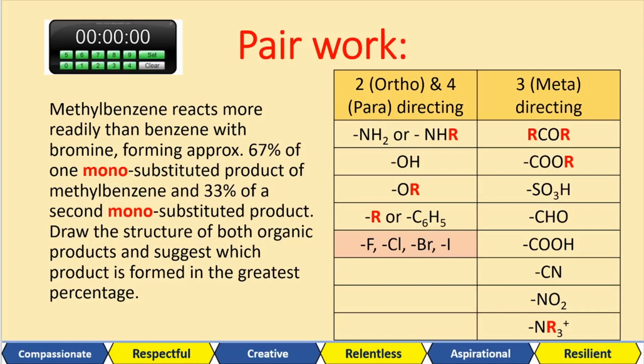This looks like a lot at the moment, but let me just break this down for you. We don't have a disubstituted product. This is a monosubstituted product. That means that we've got methylbenzene and then another group, which is going to be the bromine. It forms isomers. There's one monosubstituted product that's 67% of what you form, and another monosubstituted product that is 33%.